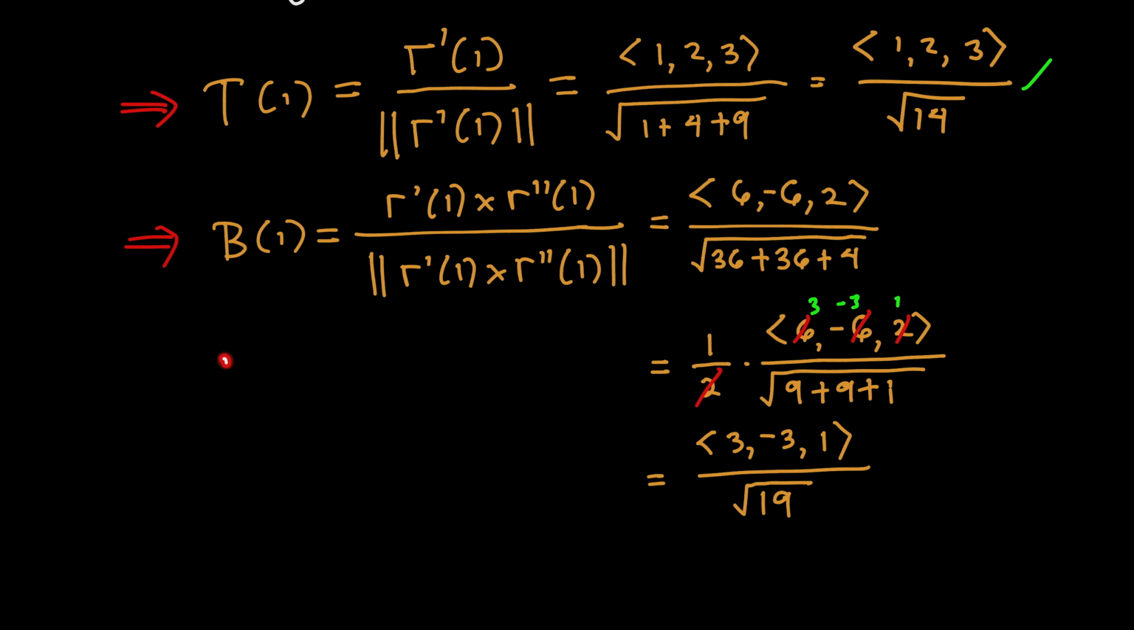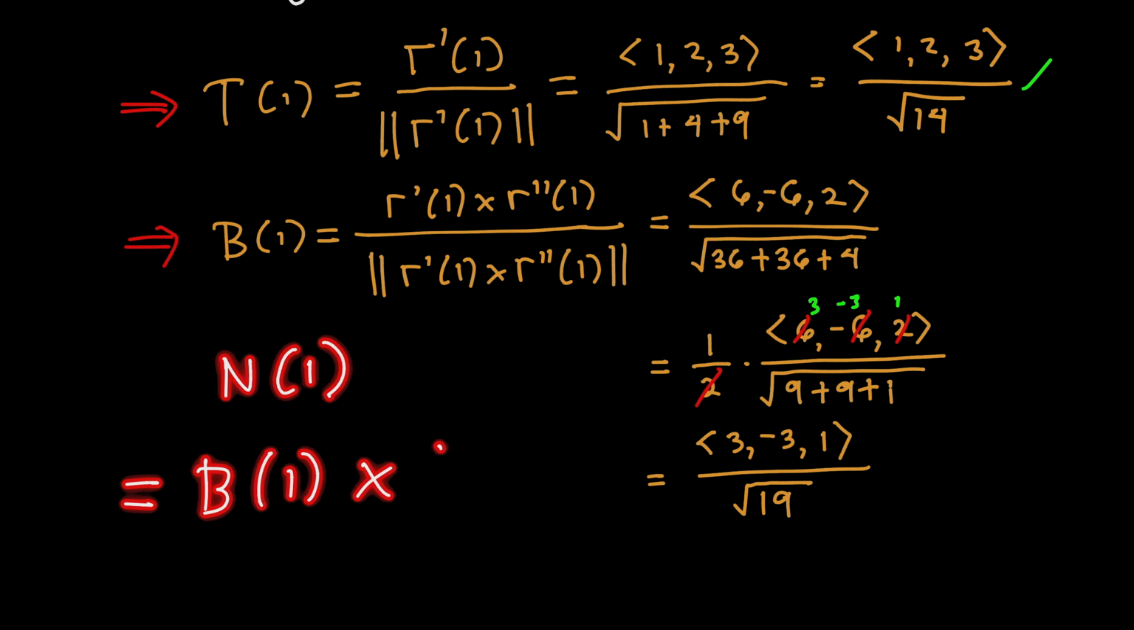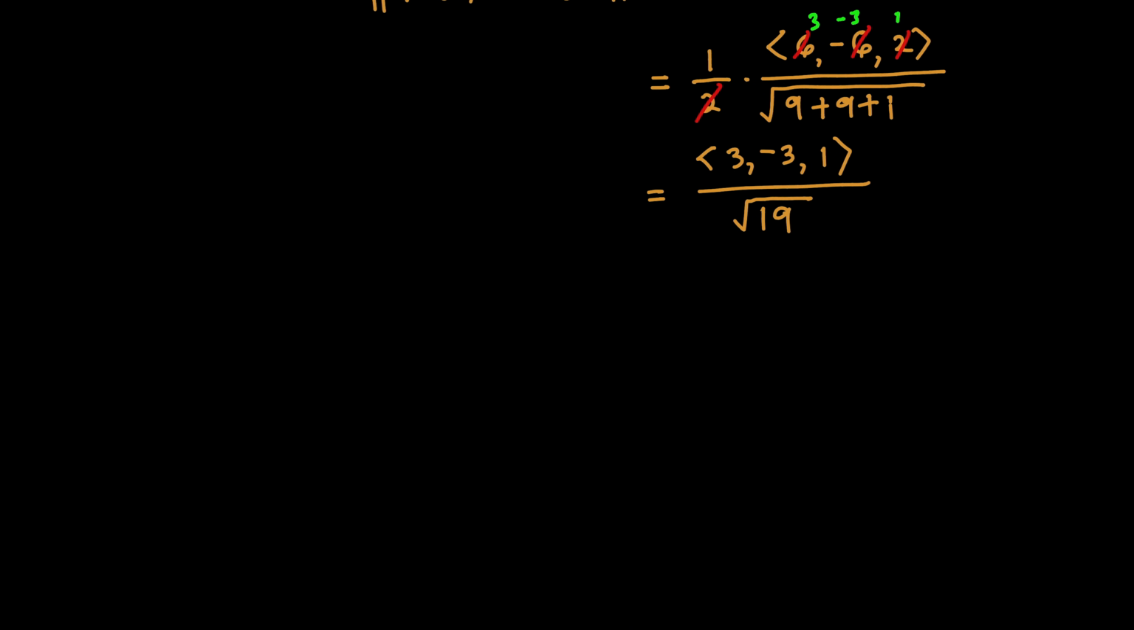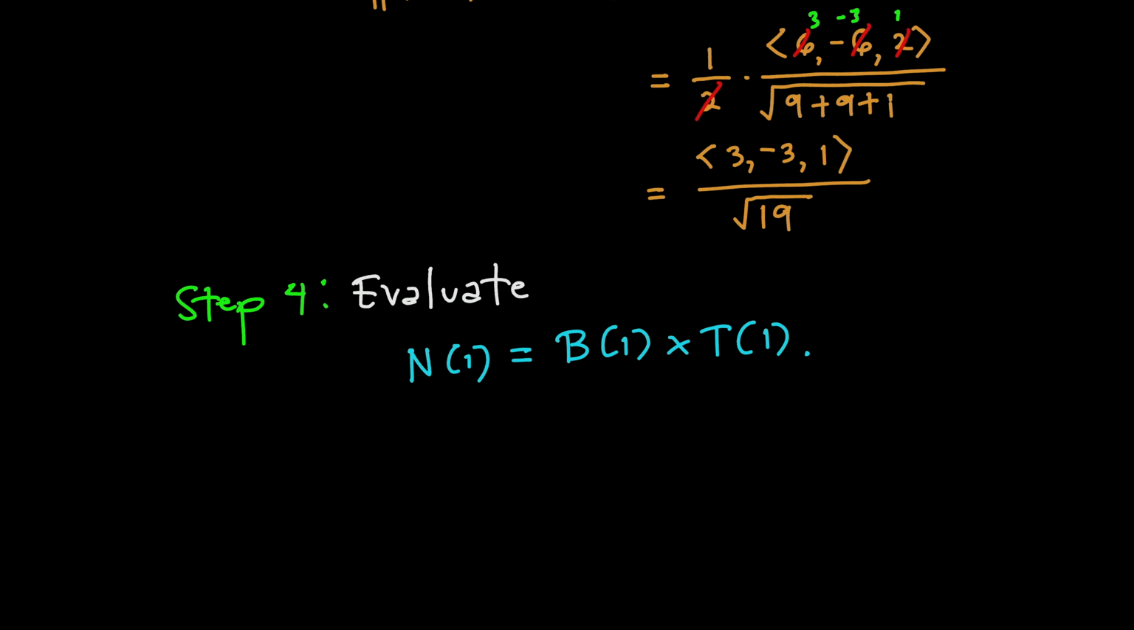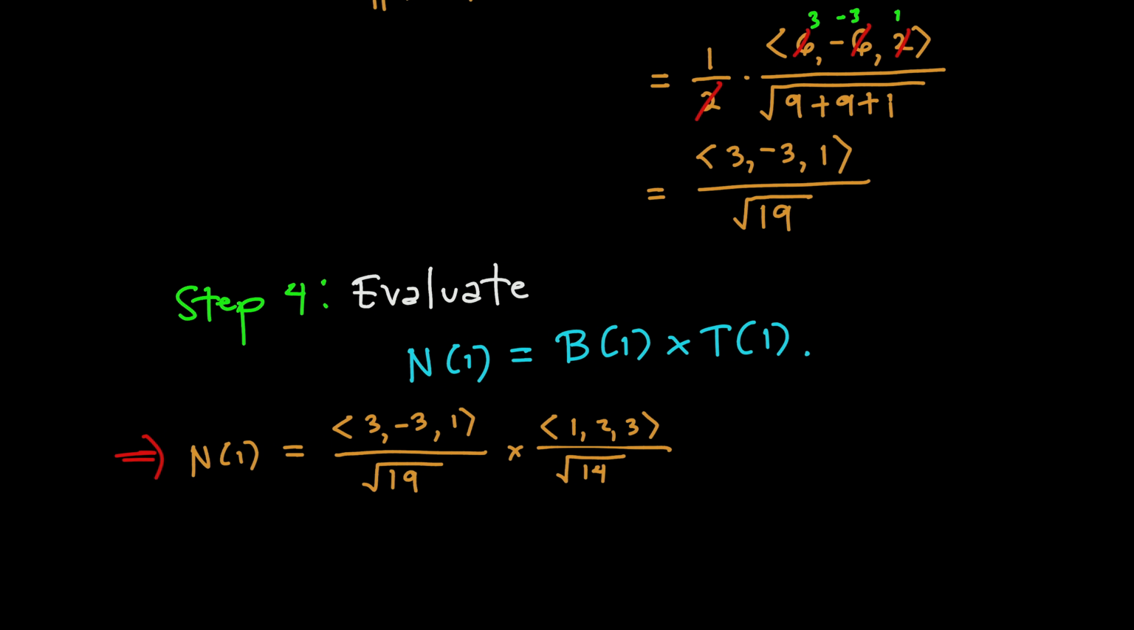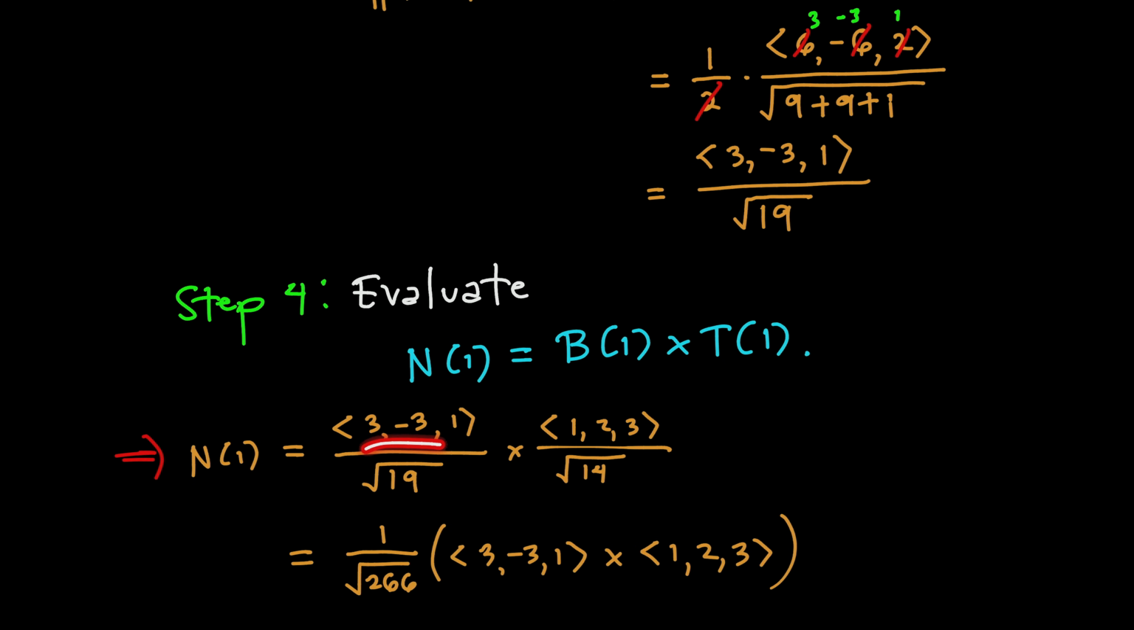So it remains to calculate the value of the normal vector evaluated at 1. This formula is given by the cross product of the binormal vector and the unit tangent vector. And that will be for our step 4. So using the results we obtained in step 3, we have N1, which is equal to this one. This is the B1, and this is the unit tangent vector. We factor out these roots first so that you can have the square root of the multiplication of this one, which is 266. And then we have the cross product of these vectors.